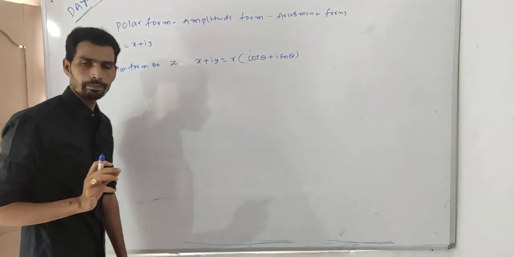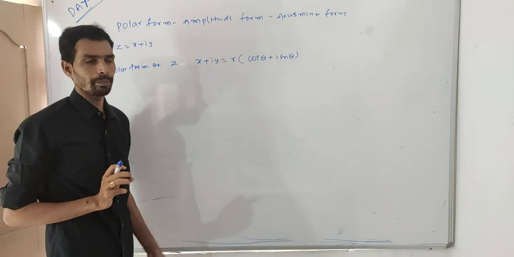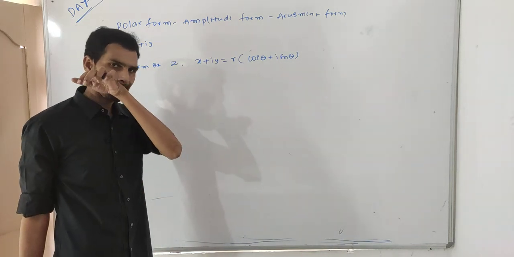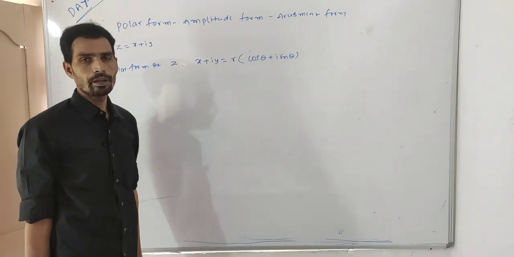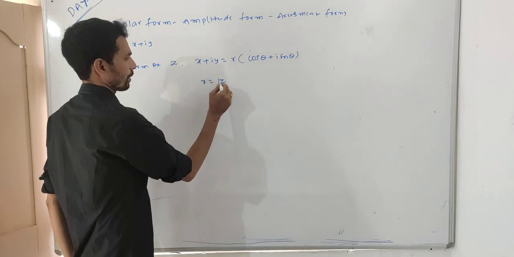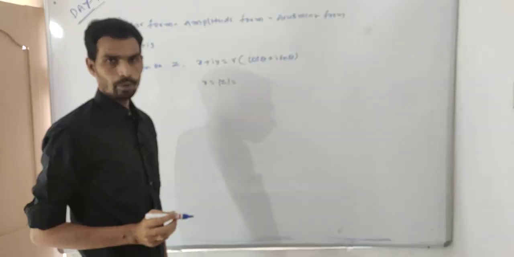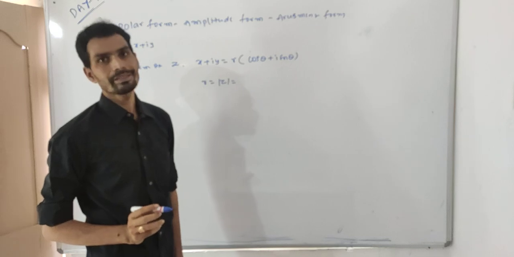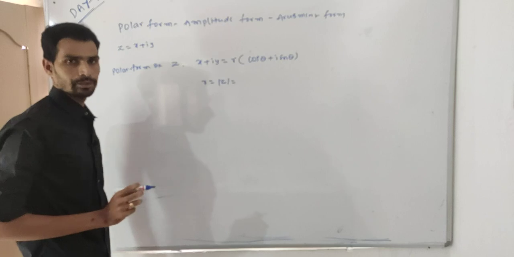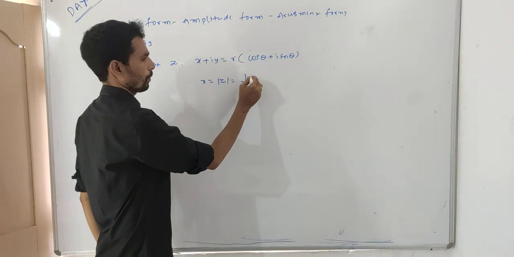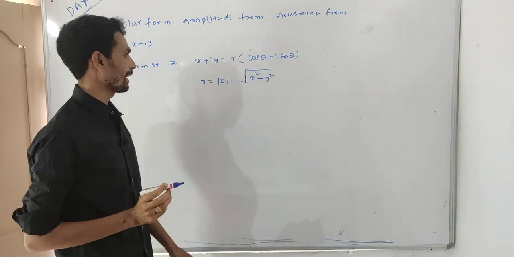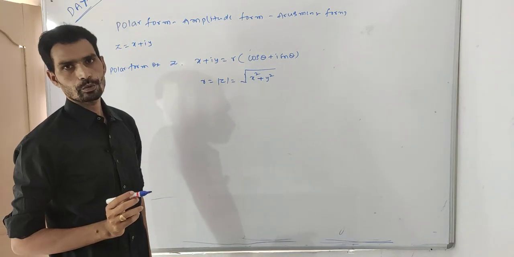What is the amplitude form? The polar form, the argument form, is x plus iy is equal to r of cos theta plus i sin theta. Here r is equal to mod z. Modulus of z means, as we already know, under root of real part square plus imaginary part square. The complex number is z equal to x plus iy, so mod z is under root of x square plus y square. So the r value, modulus of z, is equal to under root of x square plus y square.